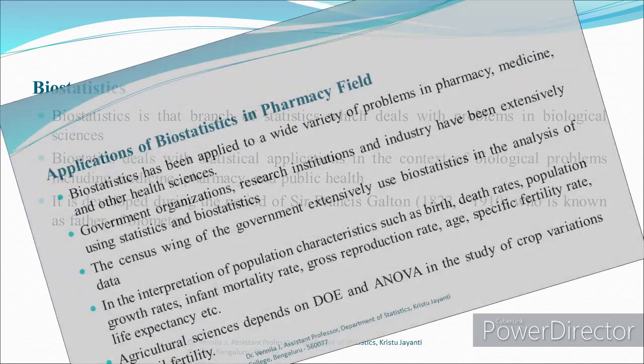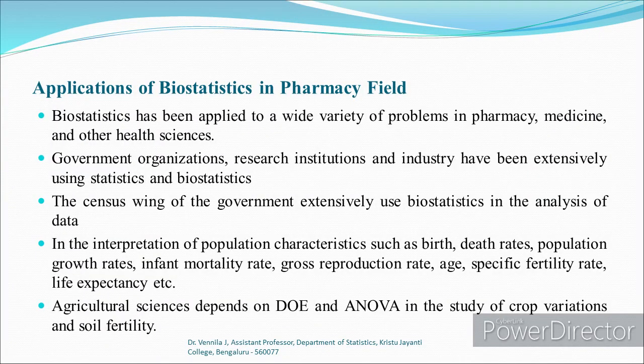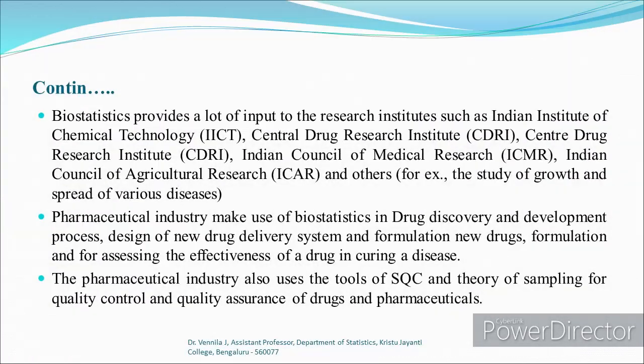The next topic is applications of biostatistics in the pharmacy field. Biostatistics is applied to a wide variety of problems in pharmacy, medicine and other health sciences. For example, if you want to identify the difference between two treatments, we apply statistical concepts to identify which treatment is efficient. We identify those details with the help of statistical methods. Nowadays ANOVA, t-test, paired t-test, everything is applied in the biostatistics field.